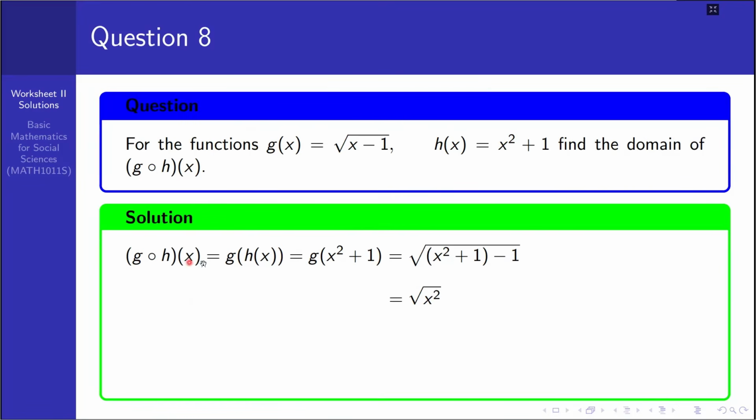So if g composite of h of x is this, what will be its domain? This is always positive, so this is always defined for any real number, so the set of real numbers could be the domain for g composite of h of x. Since x squared is greater than or equal to 0 for all real numbers, the set of real numbers can be considered as the domain of the given function.